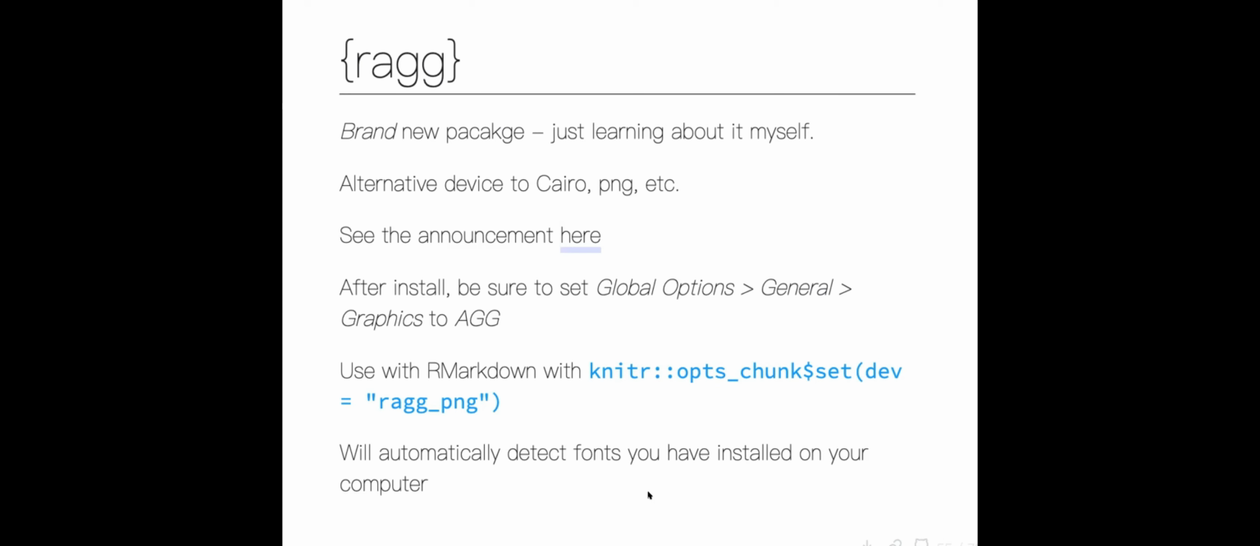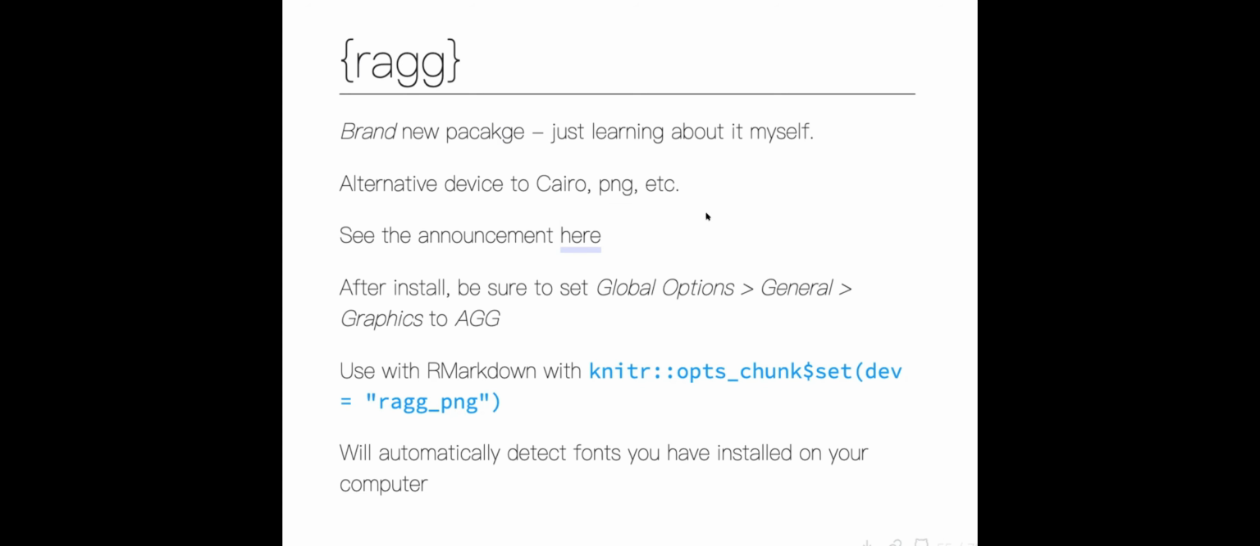I had a bunch of slides about extrafont on here, and I cut them all, and I instead included additional slides on reactable, because ragg basically solves all of the problems that you typically run into when you're trying to deal with fonts. Okay, so there's a link to the announcement here. It's an alternative device, so it's a different way to actually render your plots where you can create different fonts within that, and it'll handle all of these different things.